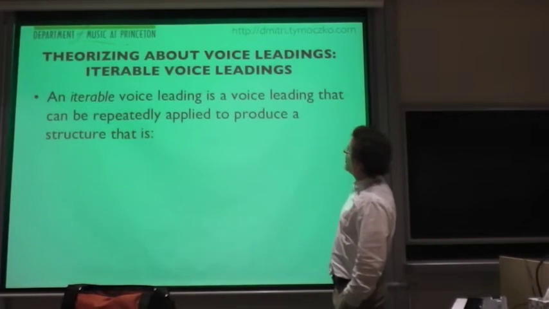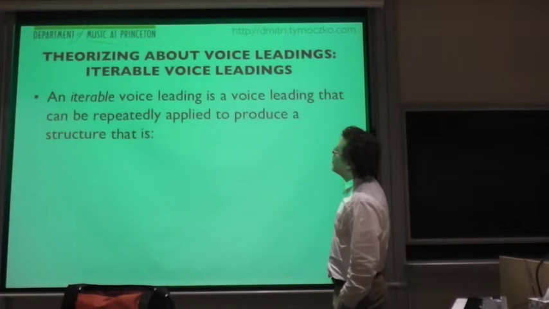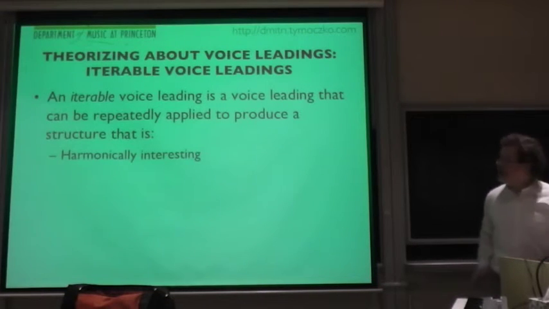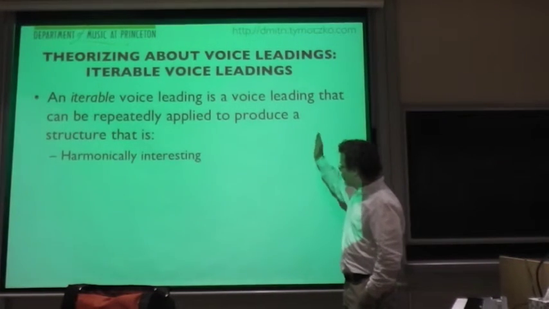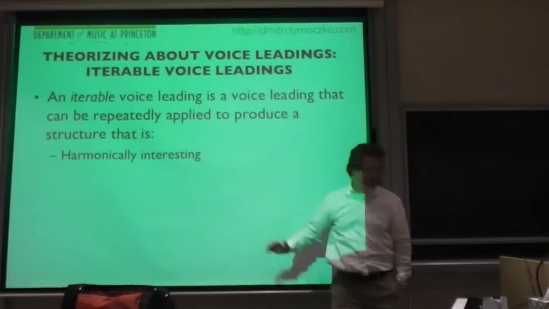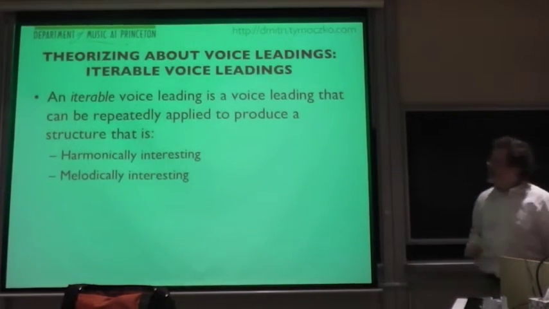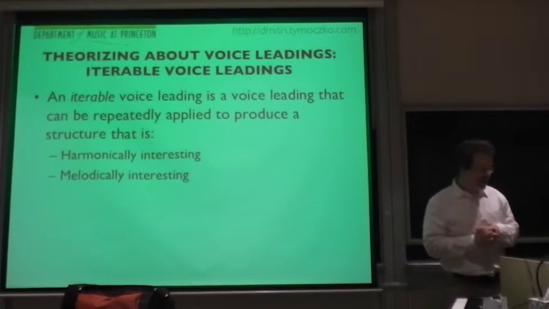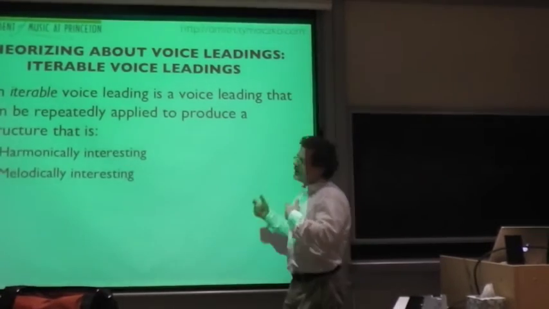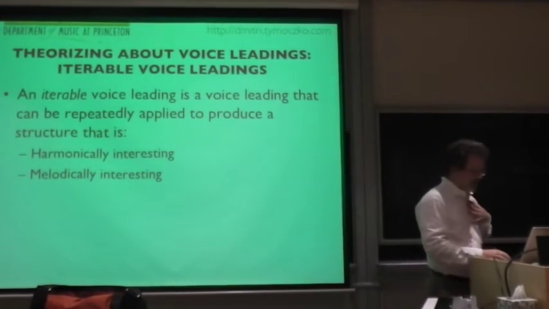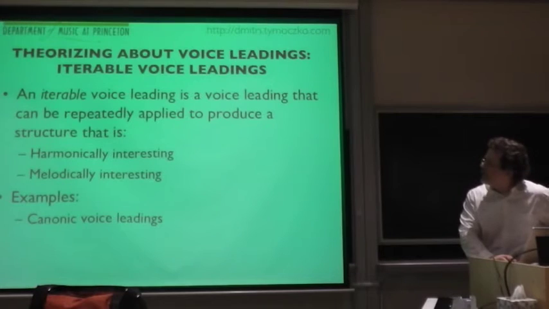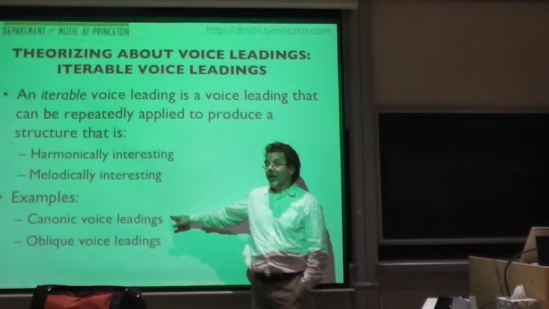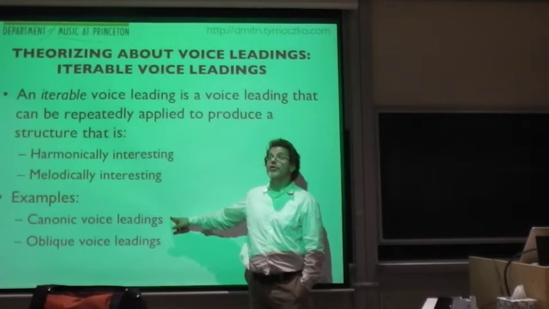An iterable voice leading, I call it, is a voice leading that can be repeatedly applied to produce a structure that is harmonically interesting, meaning the vertical chords are going to be related in interesting ways, and melodically interesting, meaning the melodies produced by iterating this voice leading over and over and over again are going to be interesting, meaning they're going to do something we care about musically. And now I'm going to give you 2 examples of this that hopefully will stoke a little bit of mathematical interest. One of them is what I call a canonic voice leading, a voice leading that produces a canon.